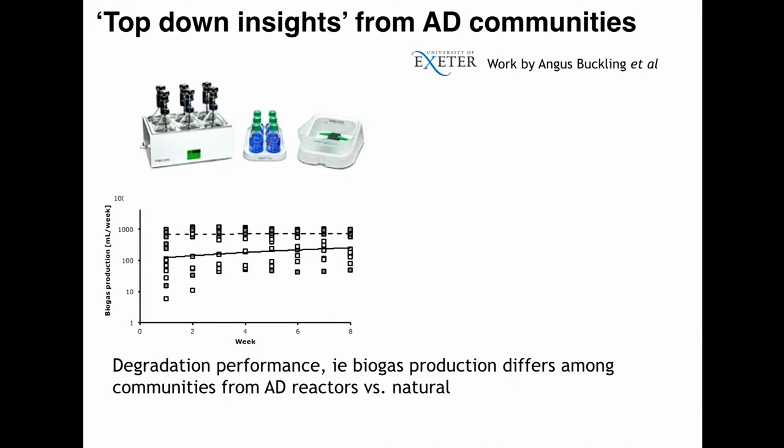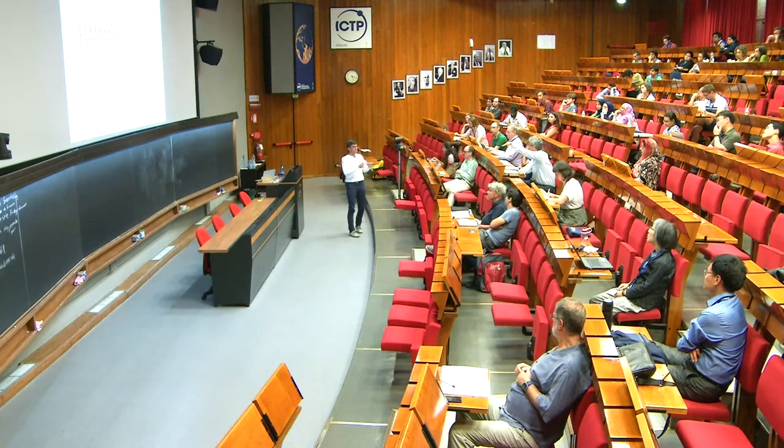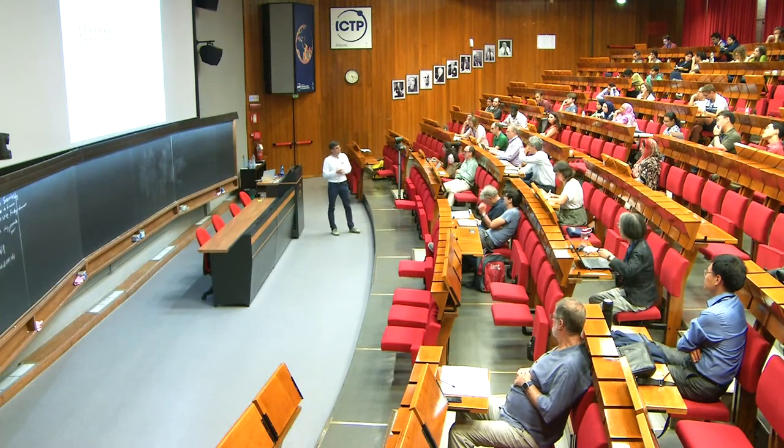So the idea was whether there was some sort of optimization going on in the reactors, so that they are somehow better adapted to the anaerobic digestion. And it seems to be the case. So the dark data points here are from the reactors, and the open ones are from paired slurries. In most cases, the slurry was what the reactors were originally inoculated with.